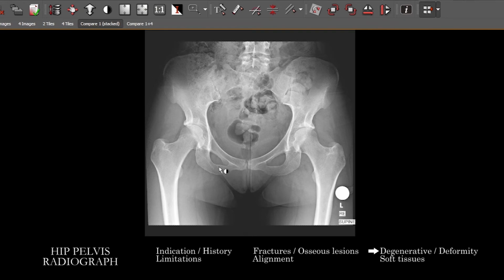And then finally, on both hips, do your best, within the limitations of a single view, to look for any sort of overcoverage of the femoral head. You're going to look for that pistol grip deformity at the head-neck junction.